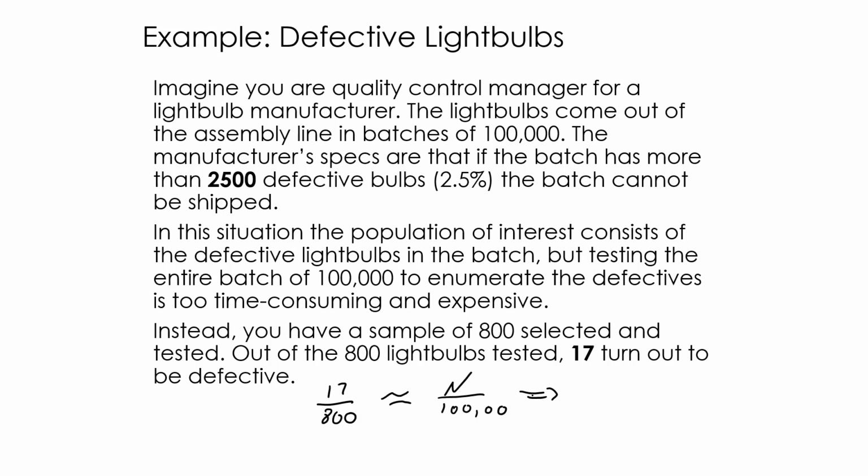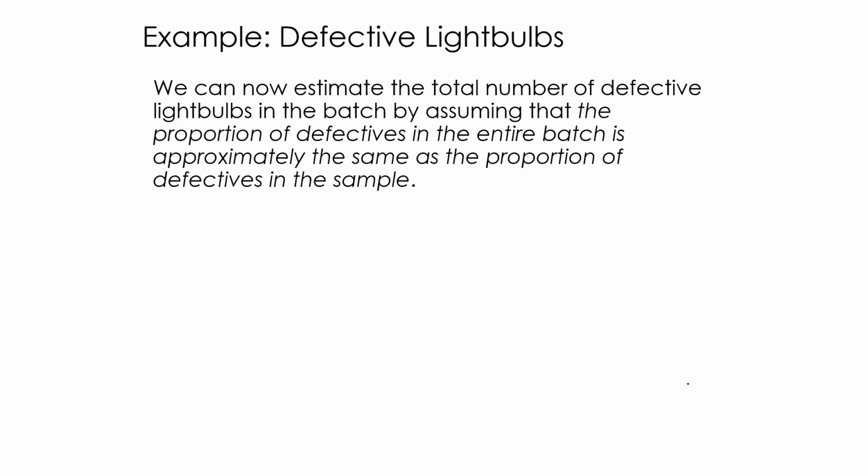So let's go through how we go about using the recapture method. Step 1, capture. Get a sample of size n. Tag, mark, or identify the animals, objects, or people, and release them back into the general population. After a certain period of time, capture a new sample and take an exact head count of the tagged individuals in the sample. The proportion of defectives in the entire batch is approximately the same.